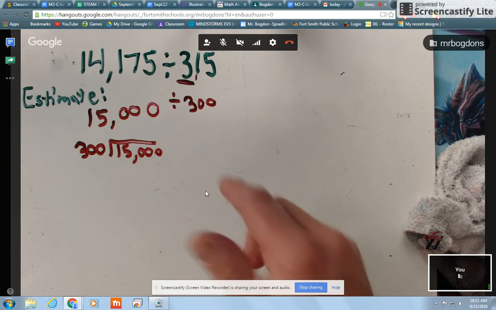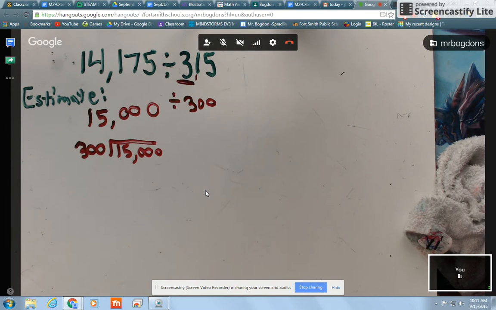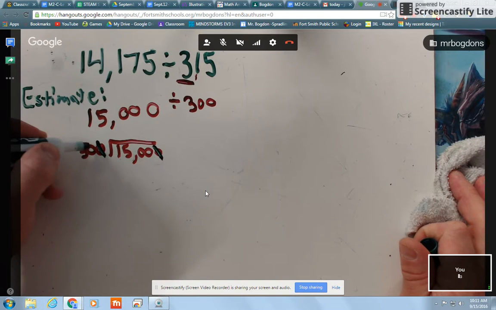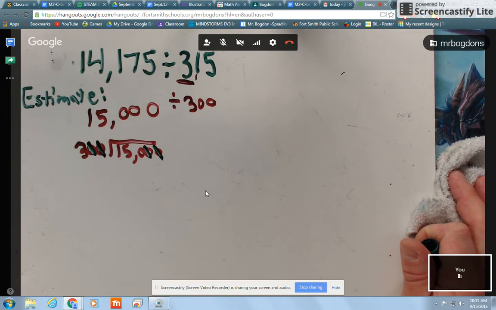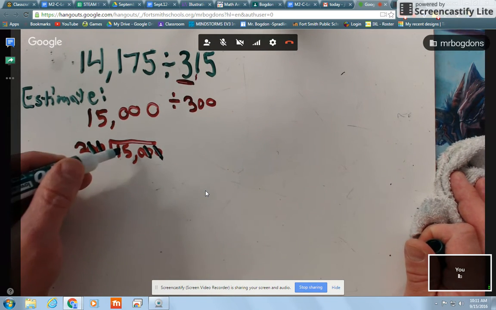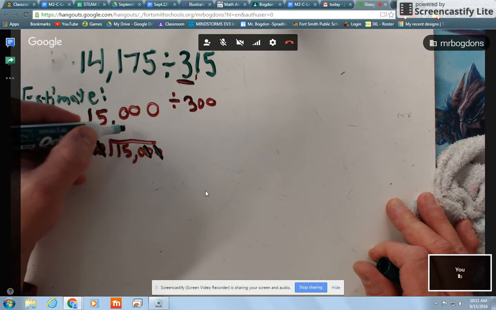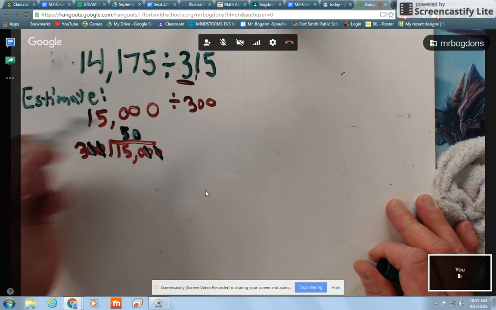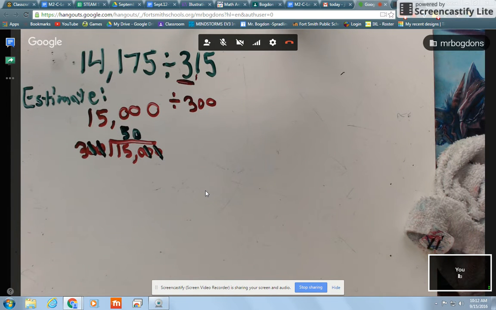I see zeros and zeros. I don't want to do that. Let's go ahead and get rid of them. So I look at a 0 here and a 0 here. Goodbye. I look at a 0 here and a 0 here. Goodbye again. So how many times will 3 go into 15? 5. Then how many zeros are left behind? Just 1. So my estimate is 50. If I come up with the final answer, plus or minus a couple, within 50, I think I'm going to be pretty good.